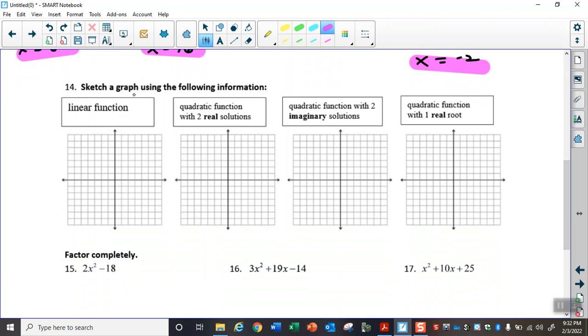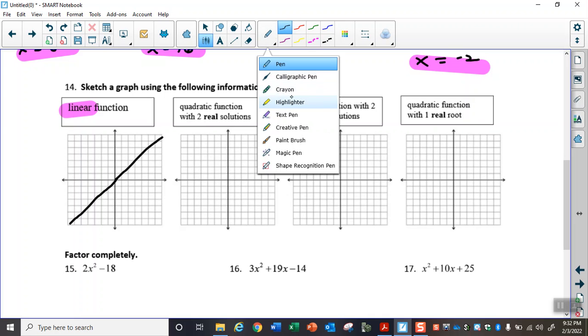Awesome. So now if we sketch a graph, if we have a linear function, that means we have a line, right? So a linear function is going to be a line. If you have two real solutions, that means you have to cross the x-axis twice. Maybe I'll make these actual lines. All right, so here's a line, the constant slope, that is a linear function.